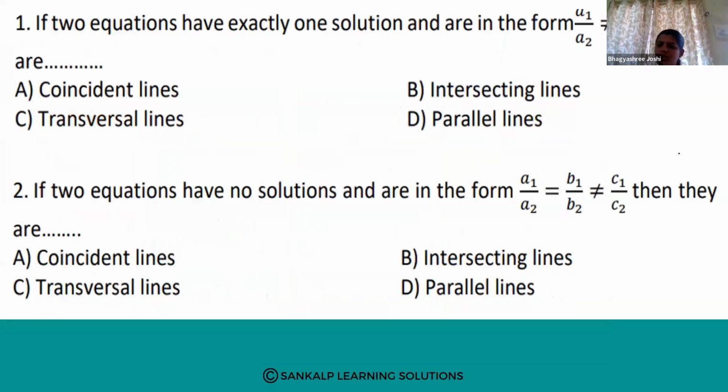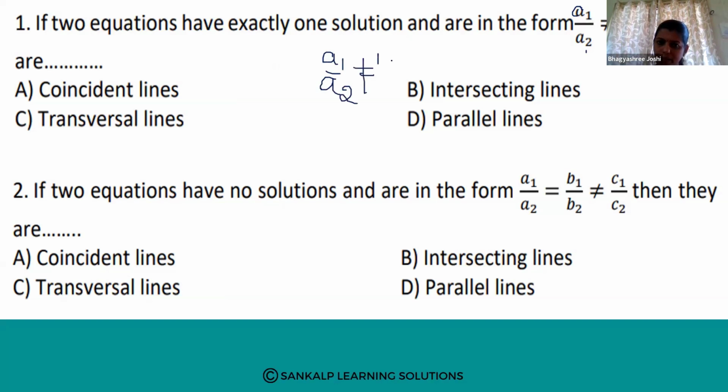Next, based on these points, we will solve some multiple choice questions. First question is, if two equations have exactly one solution and are in the form A1 divided by A2 is not equal to B1 divided by B2, then they are coincident lines, intersecting lines, transversal lines, or parallel lines? So they are intersecting lines, right?